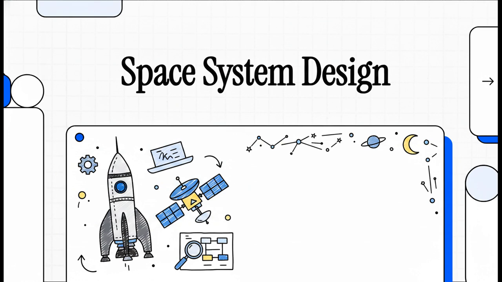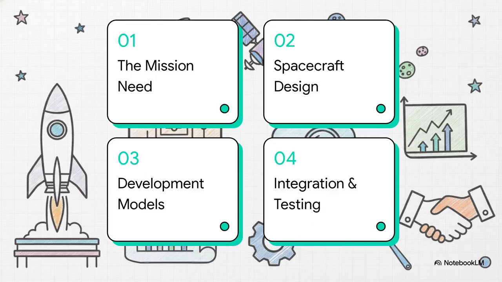Okay, let's dive into this. So here's our flight plan for this explainer. First up, we'll hit the mission need. Second, designing the spacecraft. Third, choosing a development model. And finally, we'll wrap up with integration and testing.